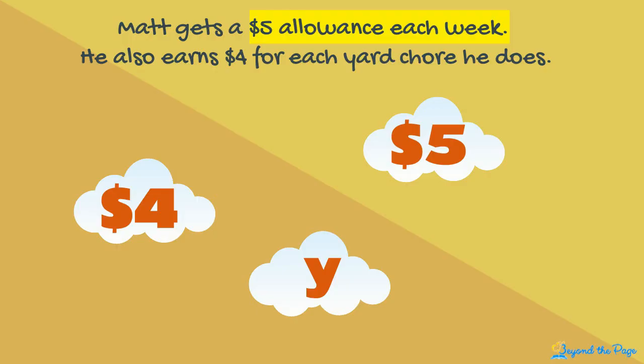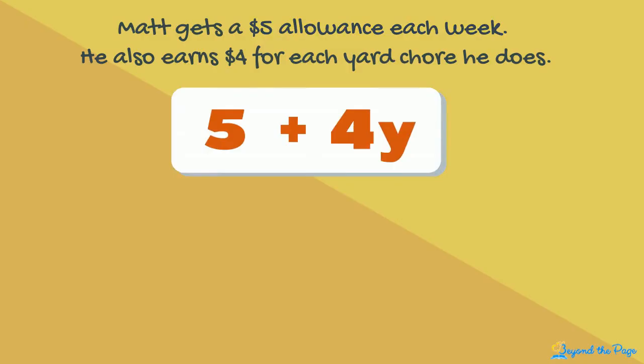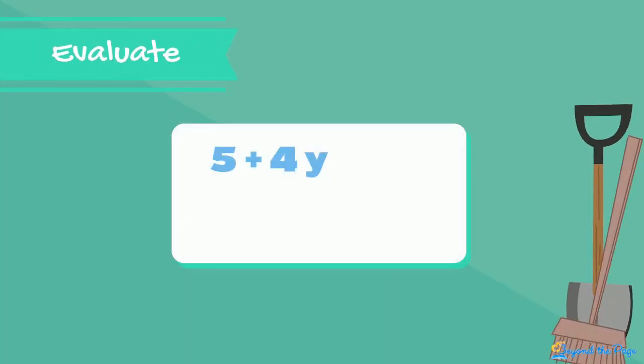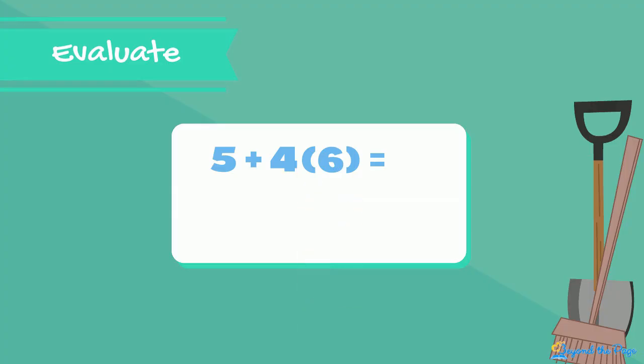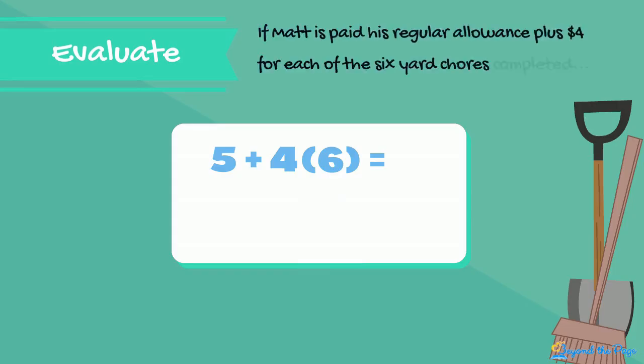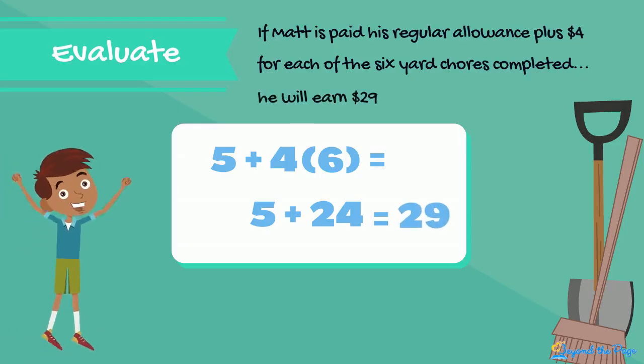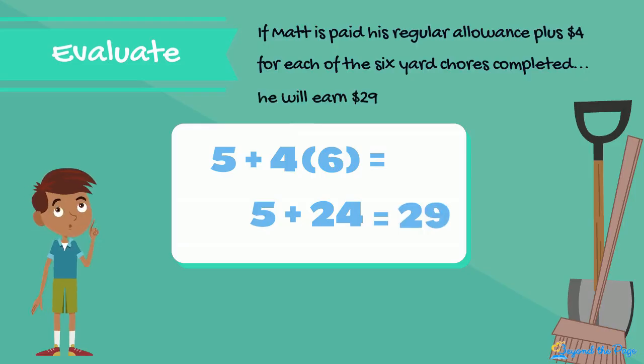The expression is shown like this. You know this is an algebraic expression because it has a variable, y, along with 2 constants, 4 and 5. To evaluate it, you need a value for the variable. Let's say that Matt did 6 yard chores this week. Replace y with the numeral 6 in the expression, and then follow the order of operations to solve. If Matt is paid his regular allowance plus $4 for each of the 6 yard chores completed, he will earn $29. Will Matt always earn $29?